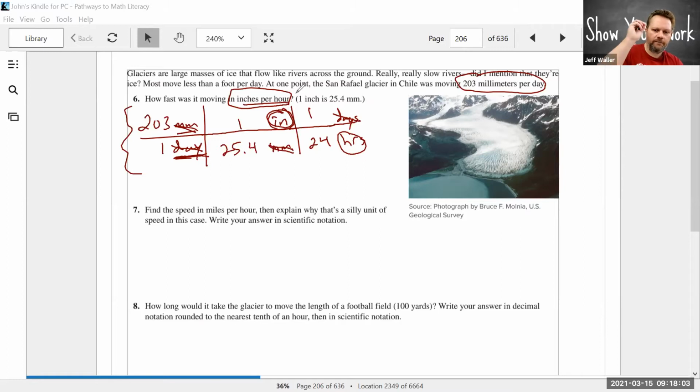Do you see that? I know when I'm done with my grid, when I've got the units matching what they want. So what am I going to put in my calculator? 203. Divided by 25.4. Divided by 24. Good. Beautiful. And that should give you 0.333, but you can round it to, I think it says 2 decimal places at the beginning of the homework, if I remember correctly. Is that all right?